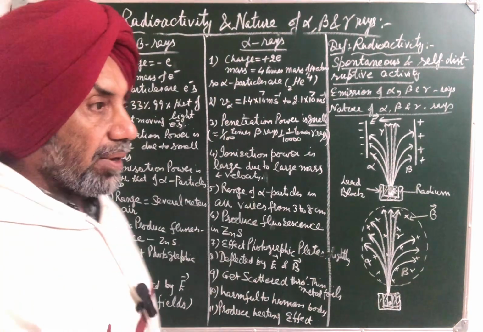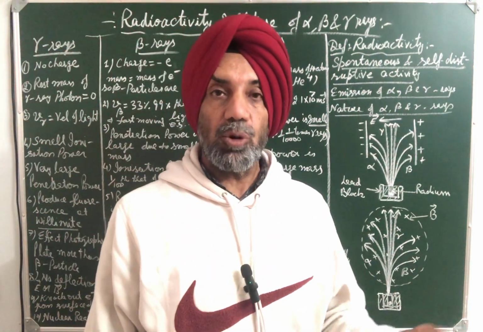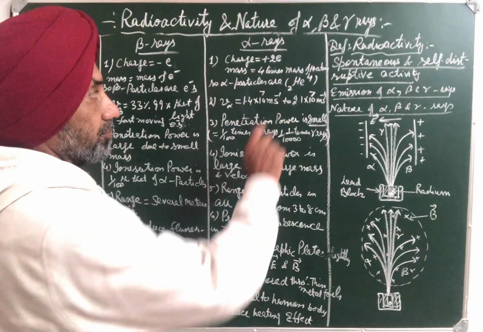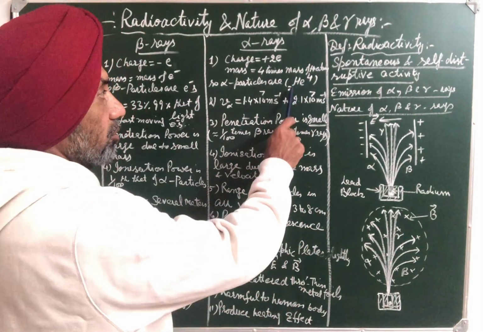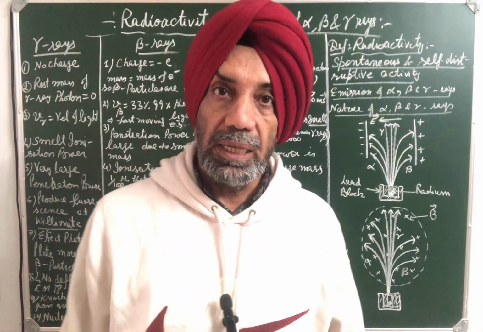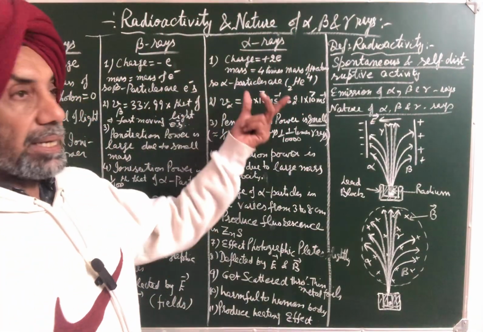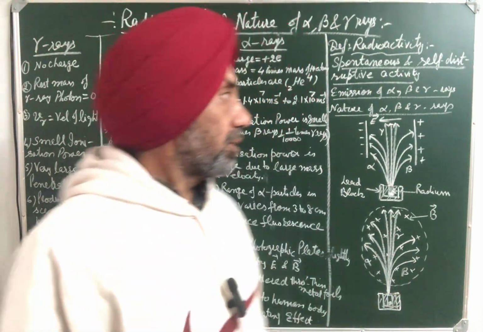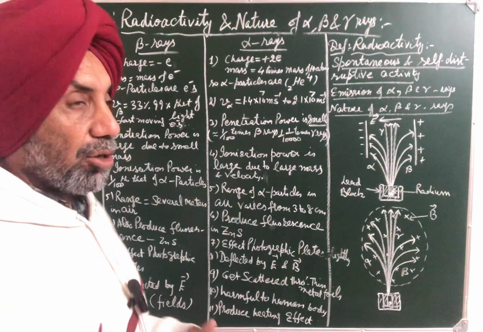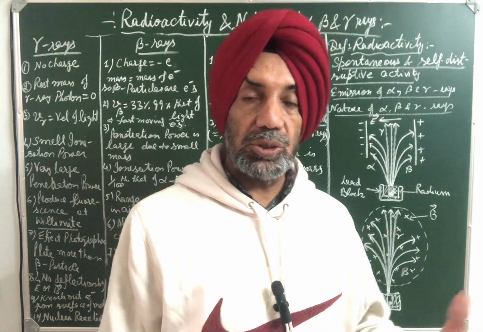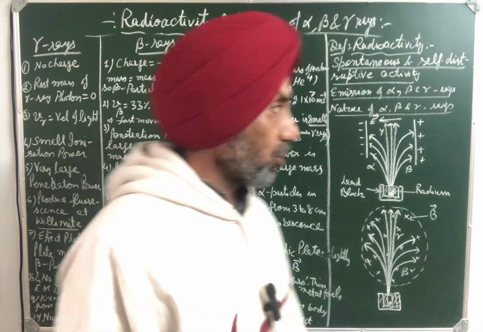Number one, alpha rays have charge twice that of a proton and mass 4 times that of a hydrogen atom, which is nothing but a helium nucleus, He-2-4. So alpha particles are helium nuclei, or a helium atom which has lost electrons, so it has a charge twice the charge of a proton.